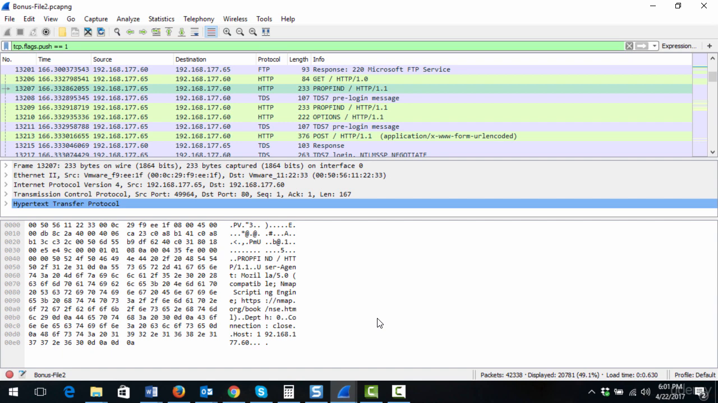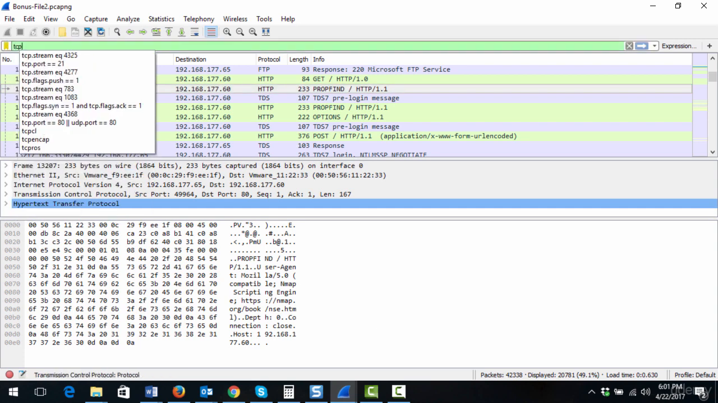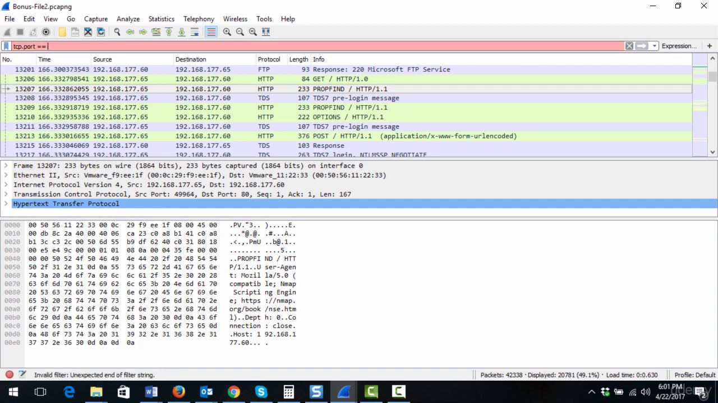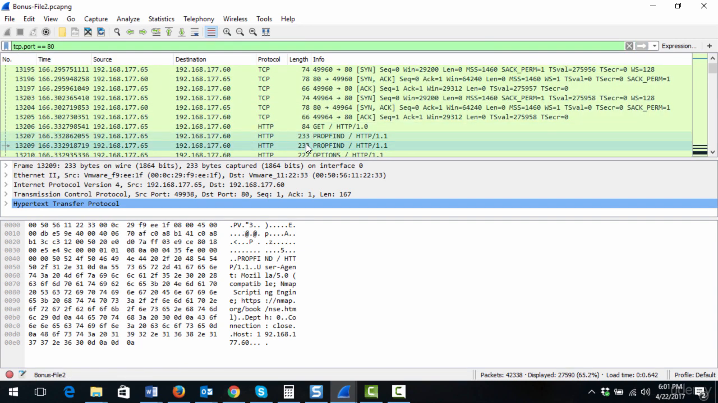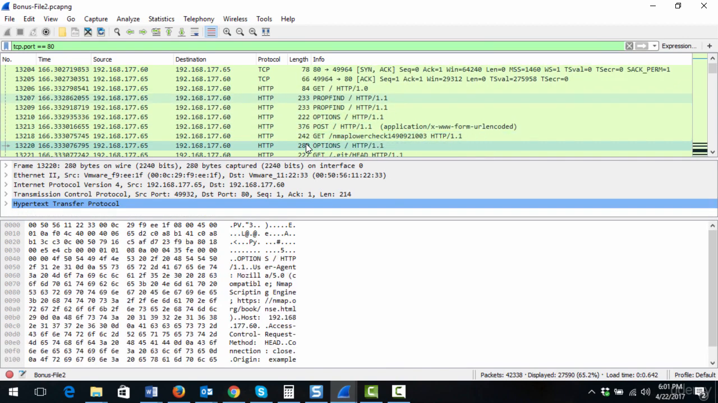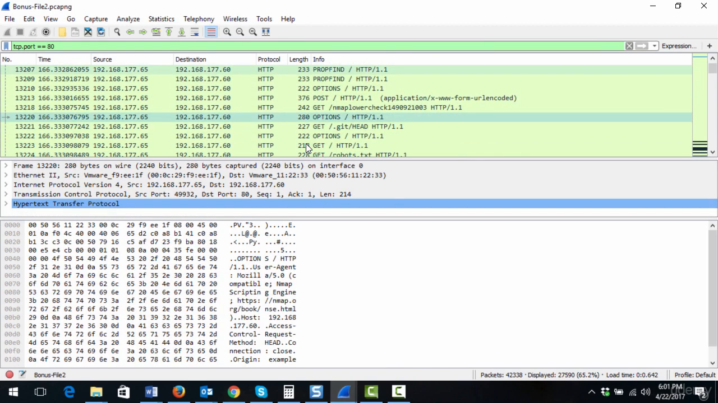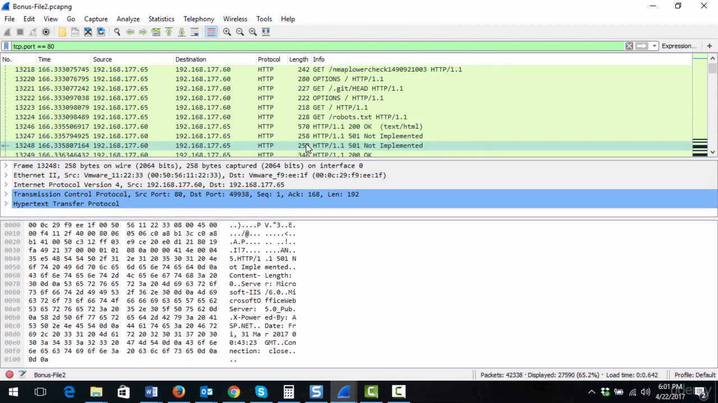One of the things we always want to do is look at port 80 traffic. So let's do a tcp.port == 80. Now this is all our port 80 traffic. As you can see, I'm starting to see PROPFIND here. This is all Nmap scripting engine stuff. The OPTIONS command, all this stuff is Nmap scripting engine.